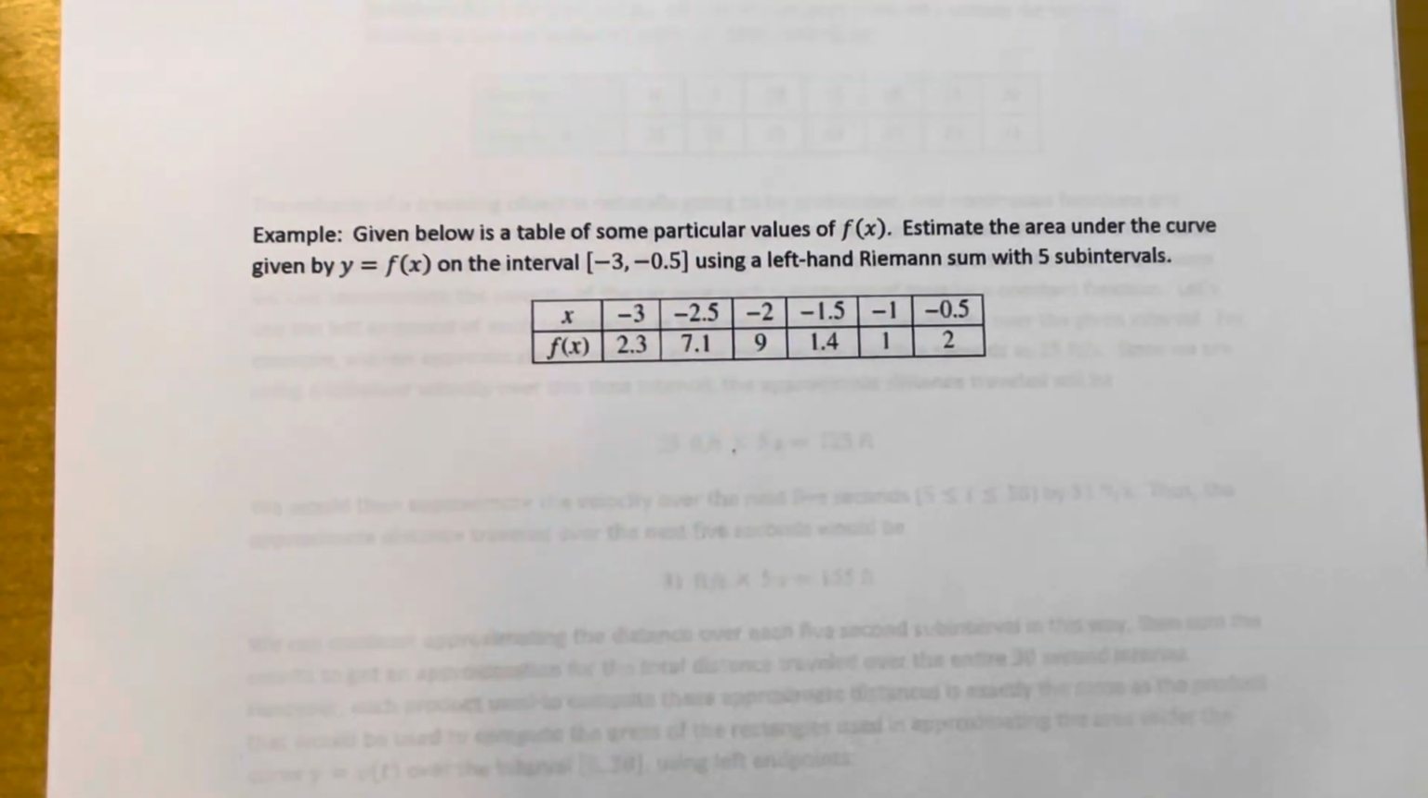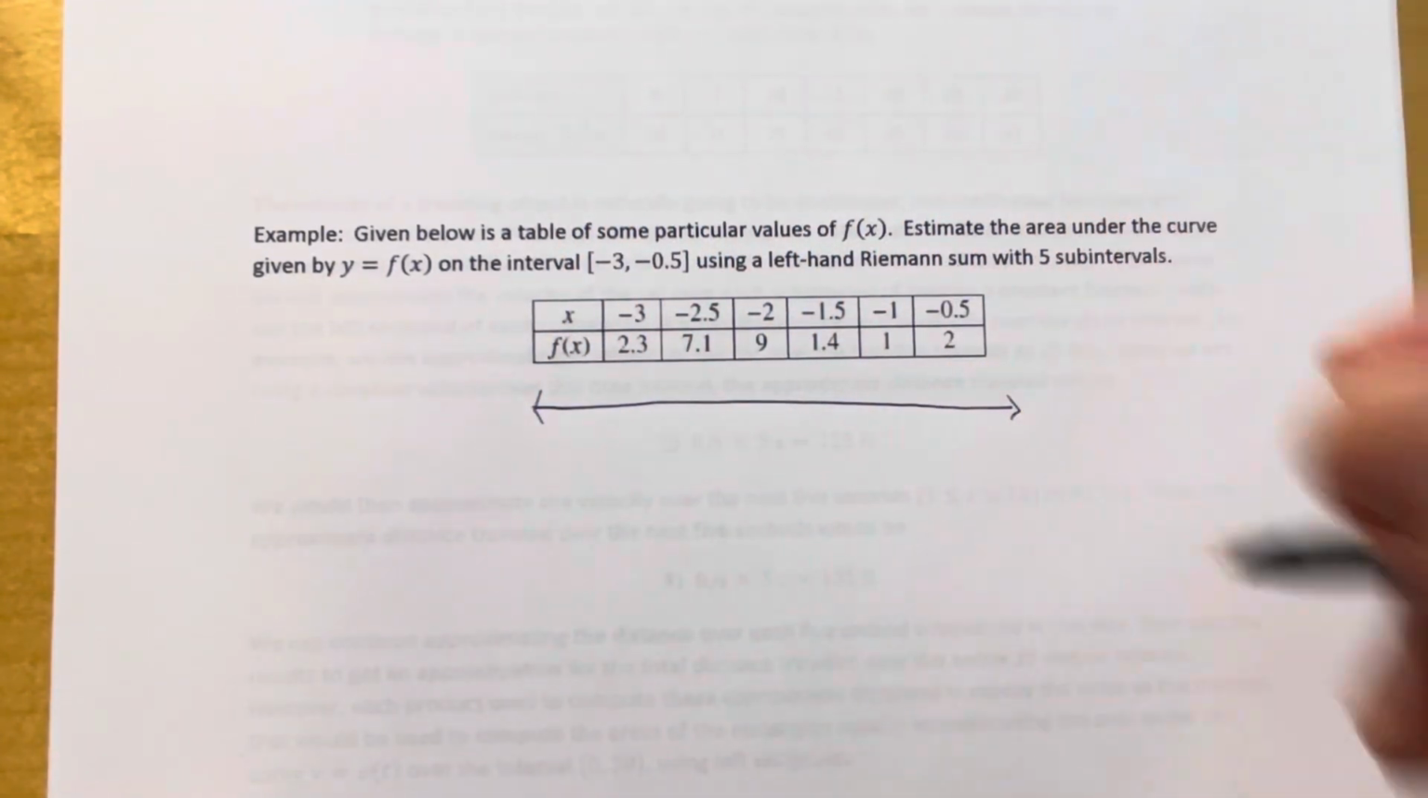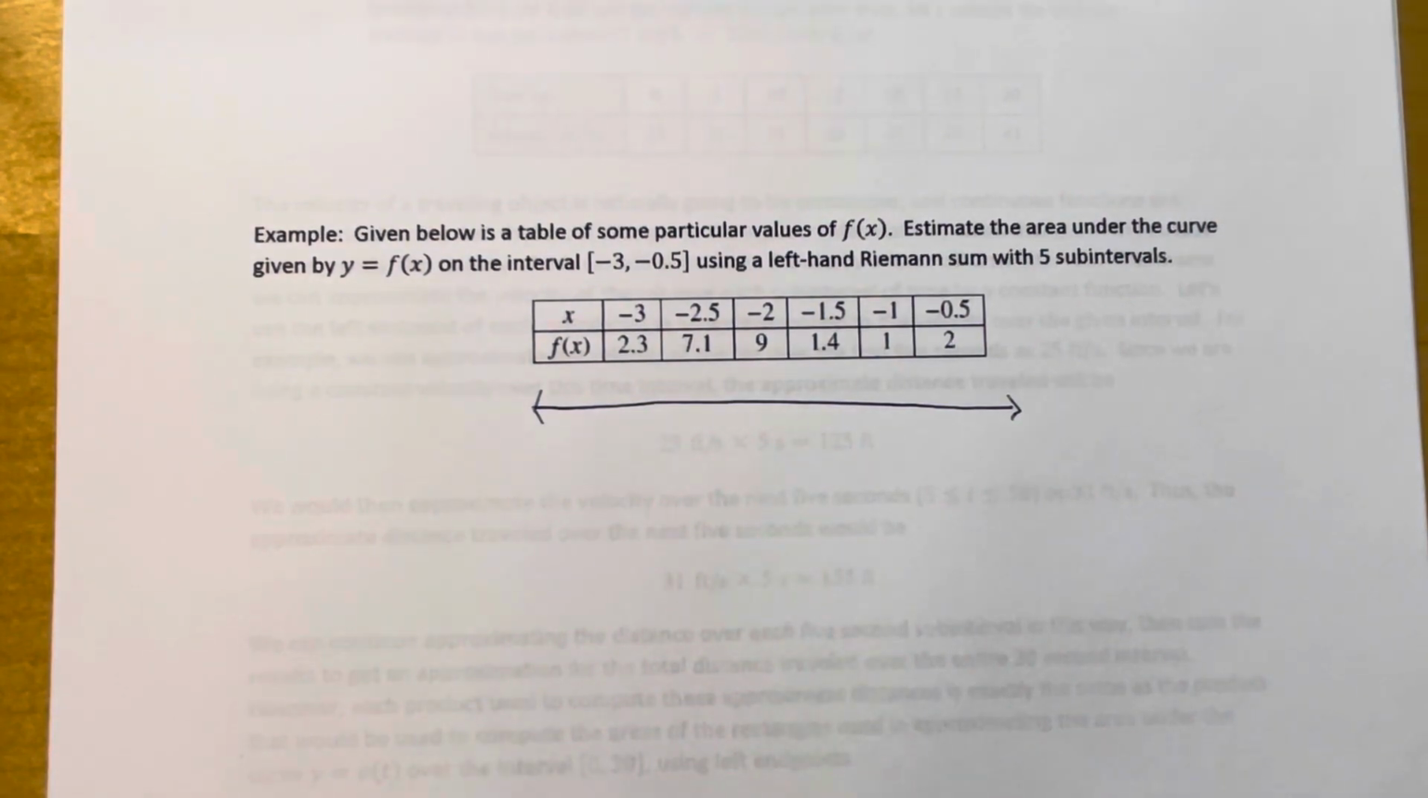Let's try another example. So here it says given below is a table of some particular values of f of x. We want to estimate the area under the curve y equals f of x on the interval from -3 to -0.5 using a left-hand Riemann sum with 5 subintervals. So we technically don't need to draw this because the table gives us the information that we need. But again, you might be struggling to visualize what's happening here while you're figuring this out.